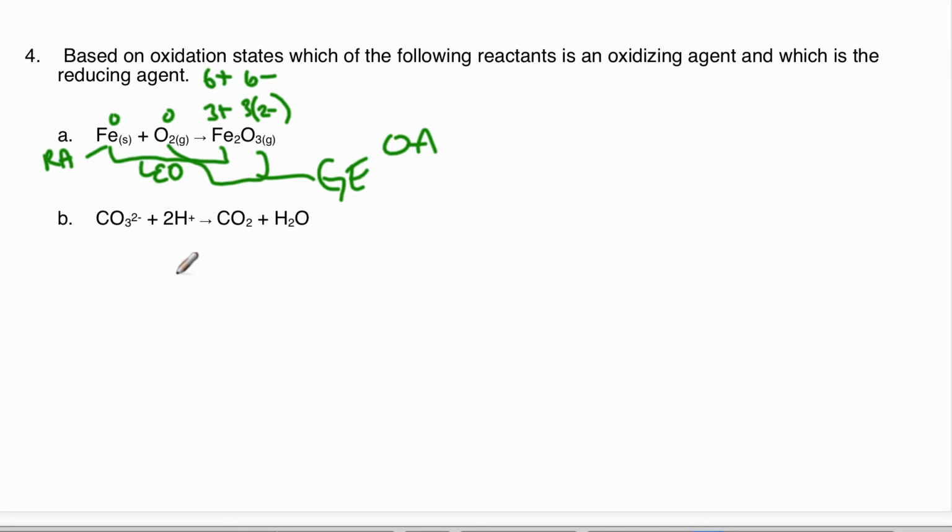Okay, let's look at this last one. Oxygen's a 2 minus, hydrogen's a 1 plus, oxygen's a 2 minus, so that'd be a minus 4 there. So carbon would have to be a plus 4. Okay, oxygen's a 2 minus, so that's minus 6. In this case here, I have to get to 2 minus, so that carbon has to be a 4 plus. And this hydrogen's an ion, so it's a 1 plus.